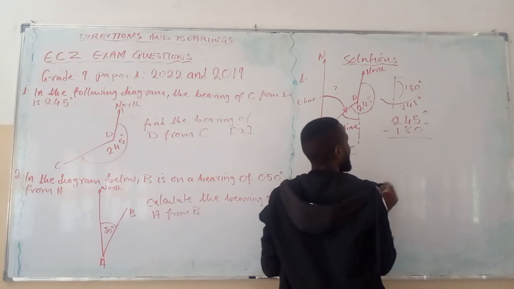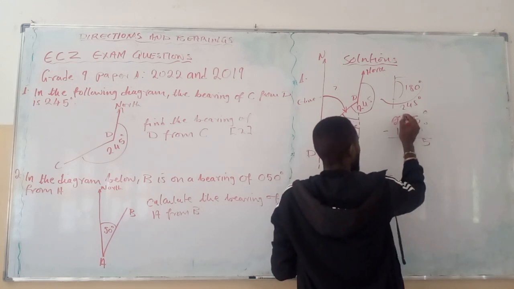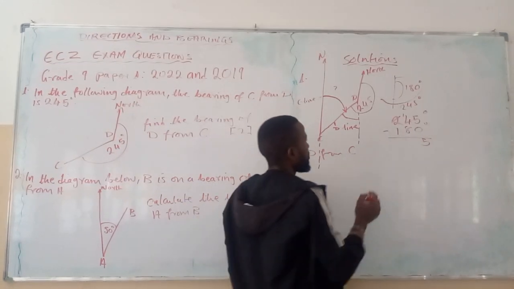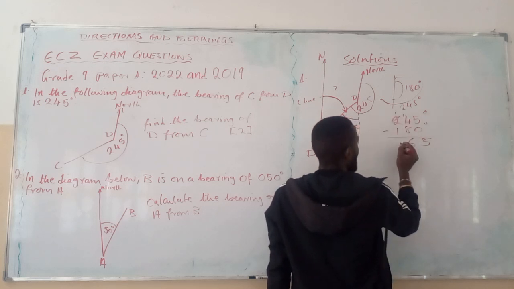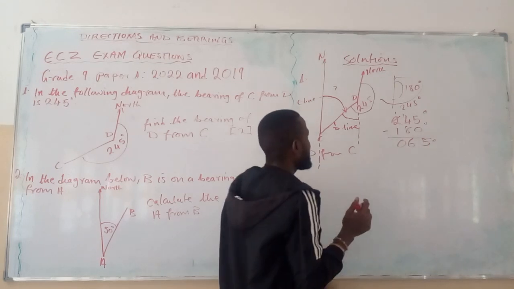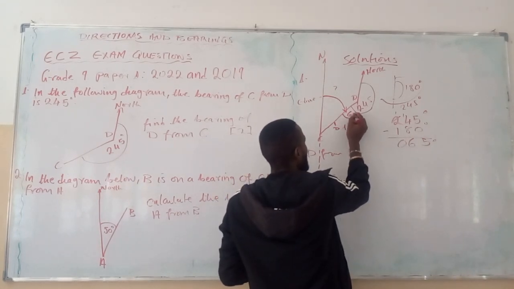What do I have? This minus that, it will be 5. I can borrow 1, 8, 9, 10, 11, 12, 13, 14, which is 6. Then here we have 0. Okay, so we have 0, 65, that's the bearing for here. But what is the angle? The angle is 65 degrees.